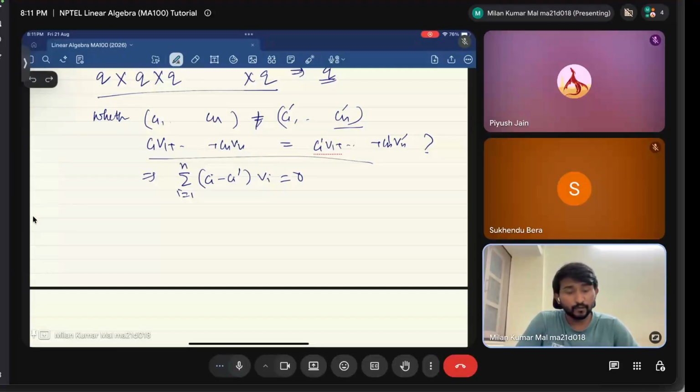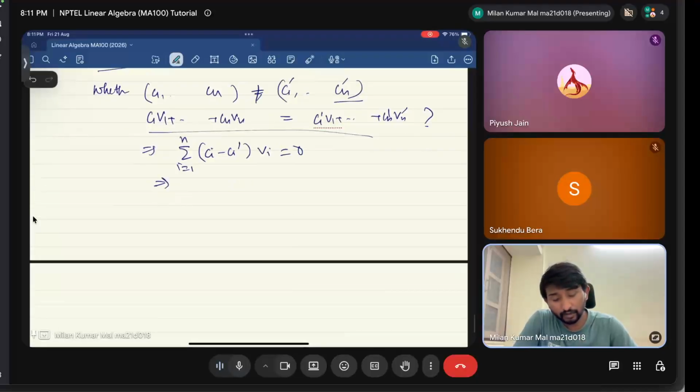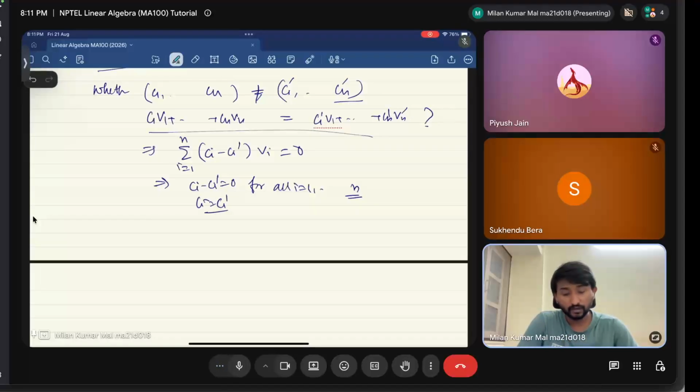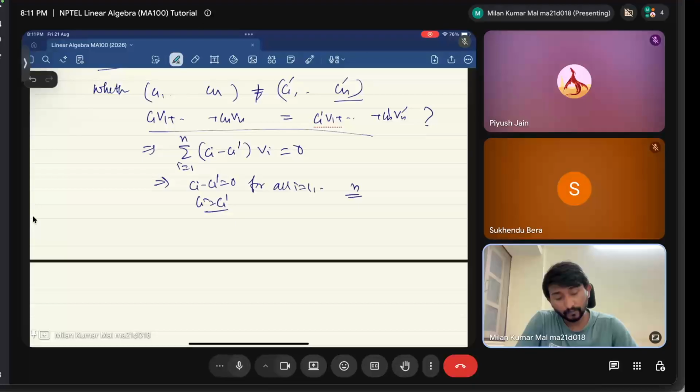That means if we have a linear combination of the basis elements equal to 0, then the coefficients in that linear combination necessarily have to be 0, all of them. So that will give Ci minus Ci dash equals 0 for all i equals 1 to n. So Ci has to be equal to Ci dash for all i equals 1 to n.